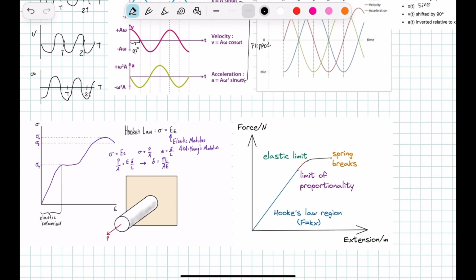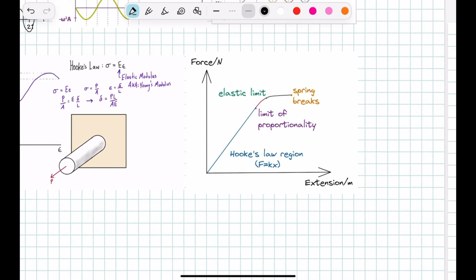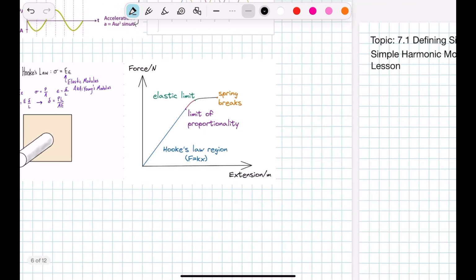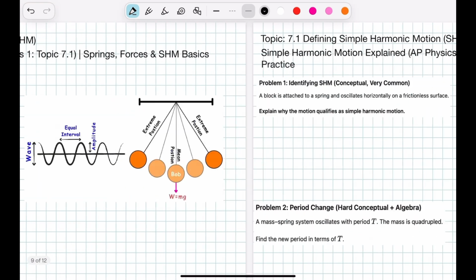You could imagine, and again, if you know Hooke's law, we know that Hooke's law has a region where the force starts off like this, but there's a limit of proportionality and the elastic limit. And after this point, this is when the spring breaks and it can no longer take the force. So now let's do some practice problems that demonstrate these ideas.